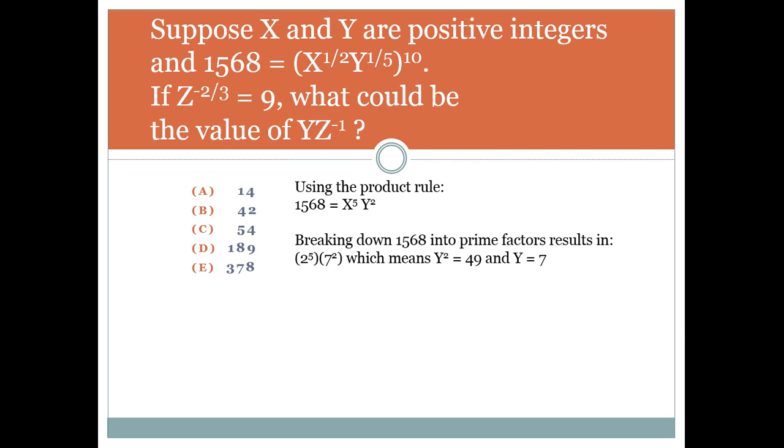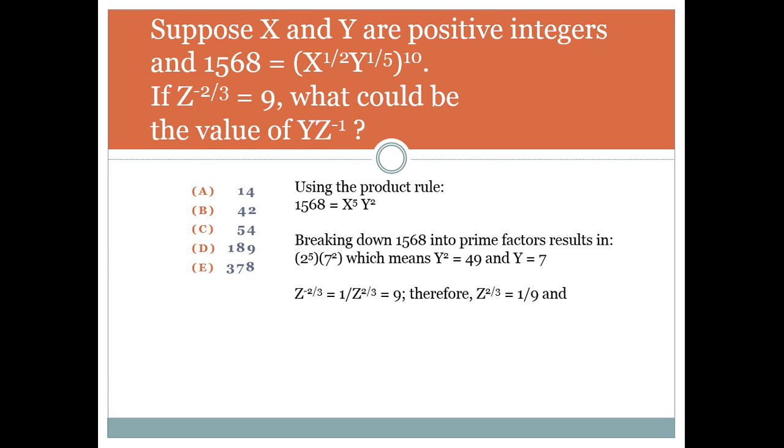I would tend to start with the smallest prime, like a 2, and raise that to the 5th power, and then see what happens when 1568 is divided by 2 to the 5th. You would end up with 49, which means that y squared is 7 squared, which means that y is a 7. Even though x is a 2, we don't care because that's not part of the problem. We're trying to find y, 7, times z to the negative 1.